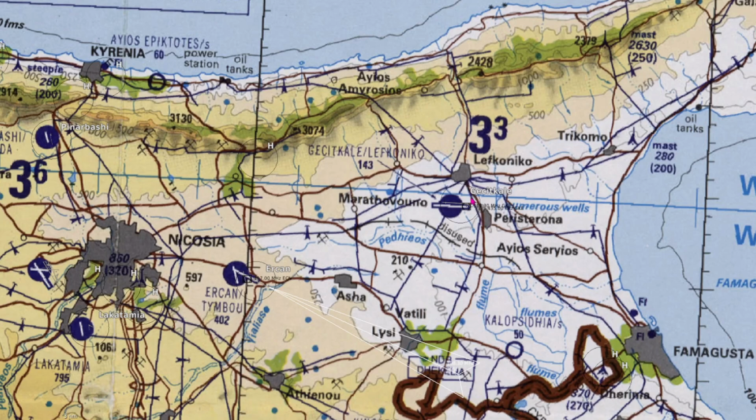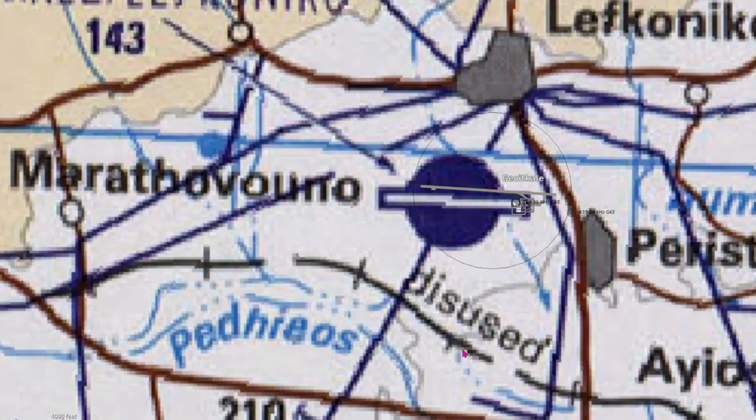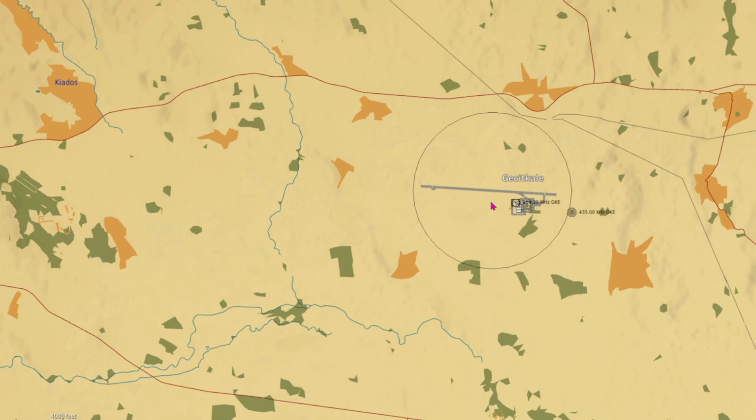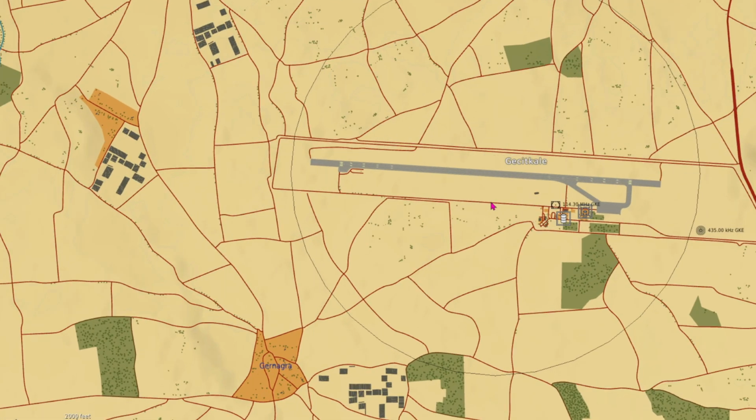So let's say, for example, we would like to do a small interdiction in the airport of Gecitkale, on the north and east part of Cyprus, which has a runway extending from east to west. Here is the image from the mission editor, and here is the DCS image. Let's say we have to plan for two aircraft, one hitting this part and the other hitting the other part. So we would like to cut the runway into points, as shown by the moving purple arrow.